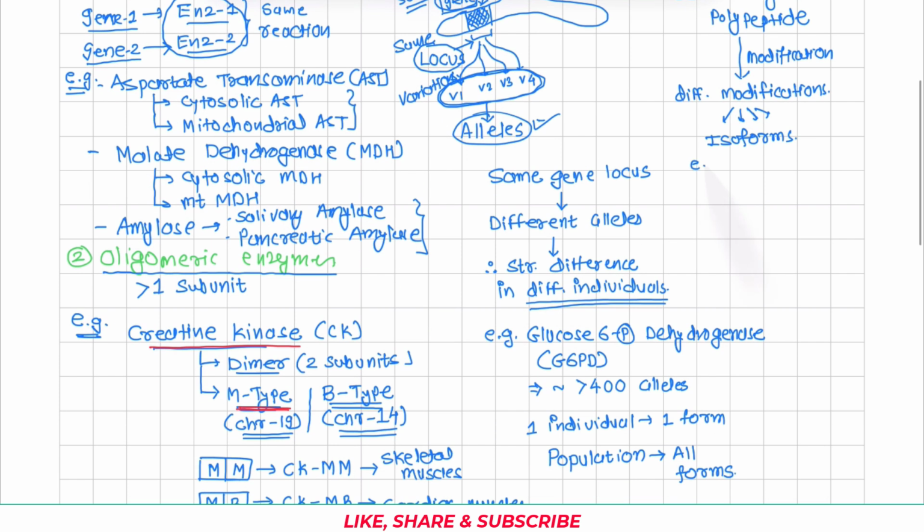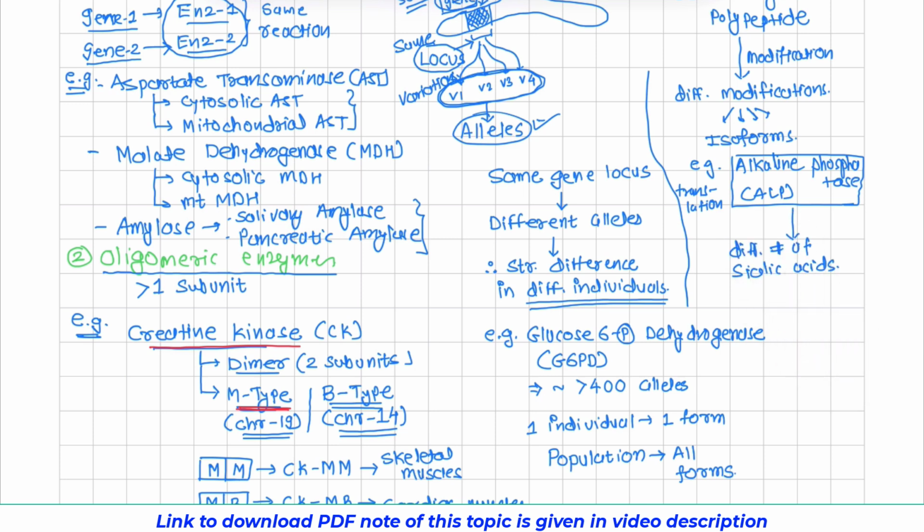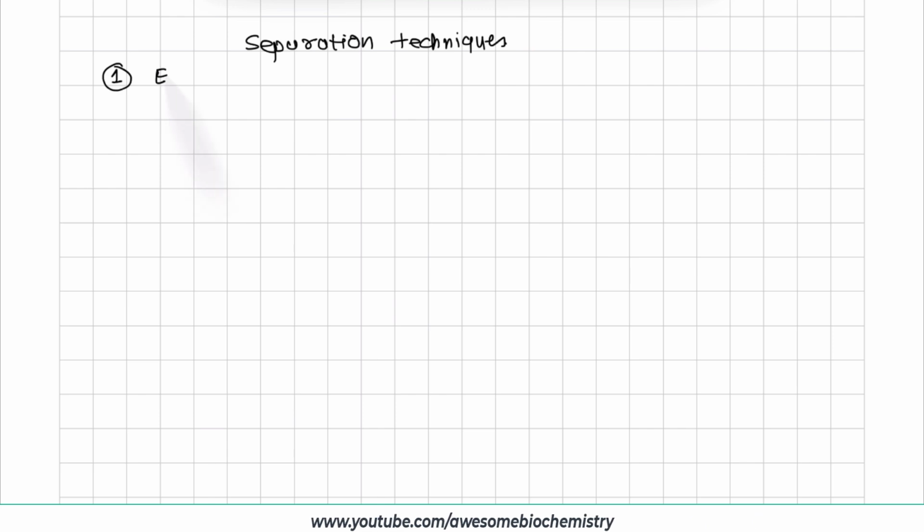One very good example is alkaline phosphatase or ALP. Once alkaline phosphatase is synthesized by the process of translation, different numbers of sialic acid residues attach to it, creating different isoforms of this enzyme. So once again, they have a different structure but the same function, right? Now that we know how isoenzymes form, the next question is, how do we actually separate and identify them in the laboratory? There are four main techniques, and each one exploits a different property of isoenzymes. Technique number one is electrophoresis.